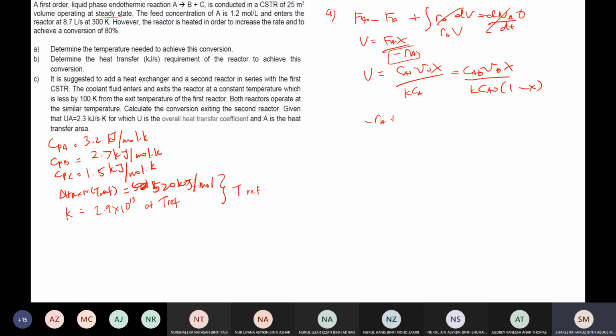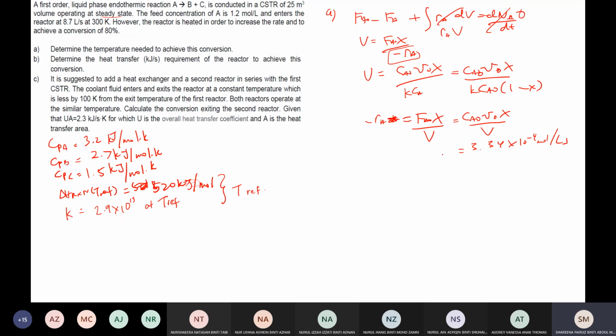Negative RA is equal to FA naught X over V. So this one is CA naught V naught X over V. V is given here as 25, and V naught is given here as 8.7. CA naught is given here as 1.2. X is 0.8. So you will have 3.34 times 10 to the power of negative 4 mole per liter per second. So this is the answer.